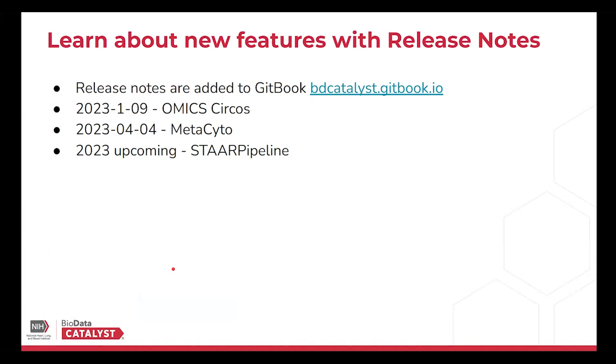There's a lot of great information on the release notes, such as the BDC Powered by Gen3 API, the new API. Even more importantly, the data releases are in there as well. So it's a great resource, and I would encourage everyone to check it out. The STAAR pipeline, which we're going to talk about first, has not actually made it to a release note yet, but it is available on Biodata Catalyst.